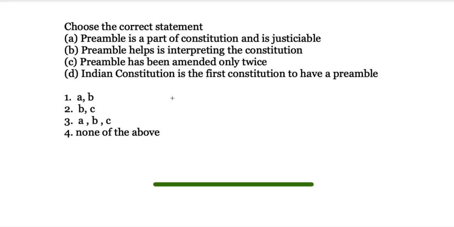Let's take the next question. The preamble is part of the Constitution. This is right, but it is justiciable? It is not justiciable. This part is wrong, so this statement is wrong. The preamble helps in interpreting the Constitution. It is right. The preamble has been amended only twice? Not twice, it is once. It is wrong. The Indian Constitution is the first constitution to have a preamble.